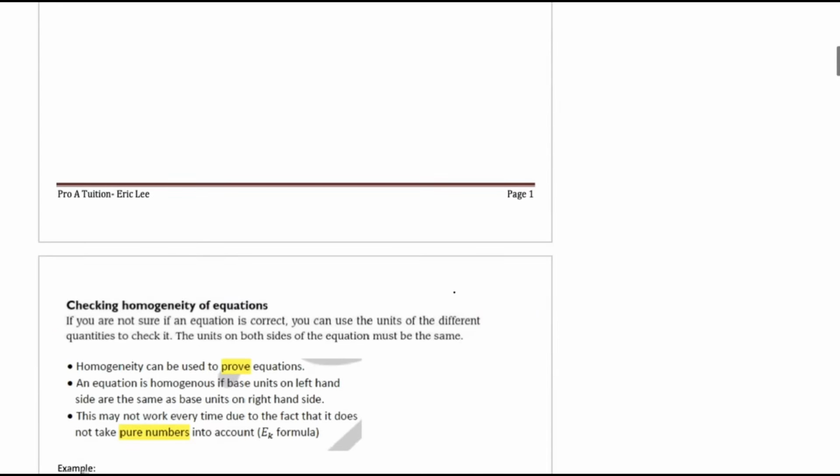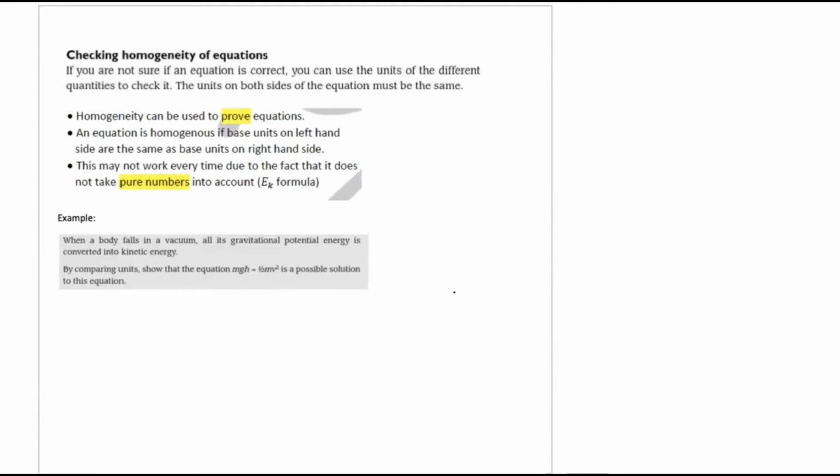Okay, now let's see the next part. The next part is checking homogeneity of equations. Homogeneity, so what is that? We just want to check whether the equations have the same units or not. If you are not sure if an equation is correct, you can use the units of the different quantities to check it.